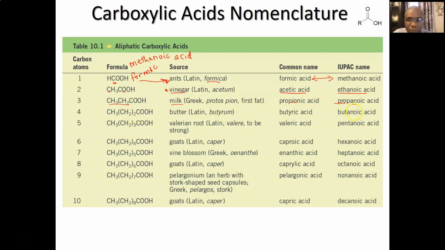Butter will contain butanoic acid. Valerian root will contain valeric acid, the common name of pentanoic acid. And then, of course, some parts of goats will give you hexanoic acid, or even in goat milk, and so forth. Okay.